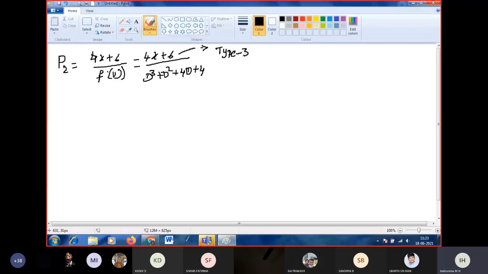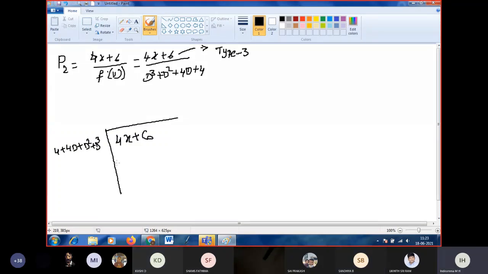How do we do it if you have a polynomial in the numerator? Division method, with decreasing power of x and increasing power of D. So here, decreasing power of x, that is 4x plus 6. What shall I write here? 4 plus 4D plus D square plus D cube.